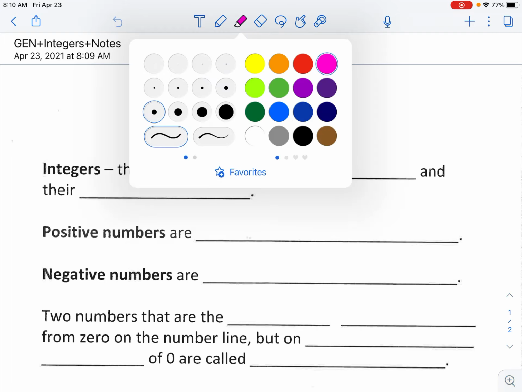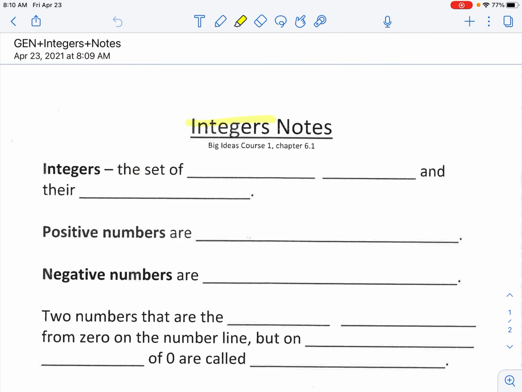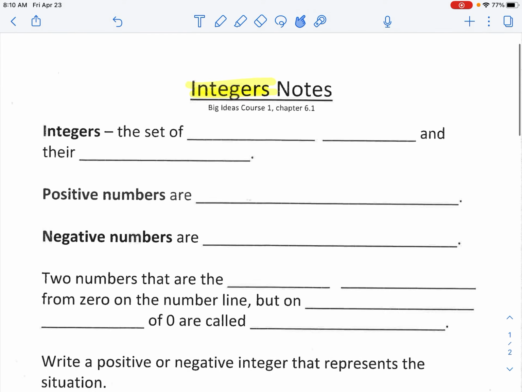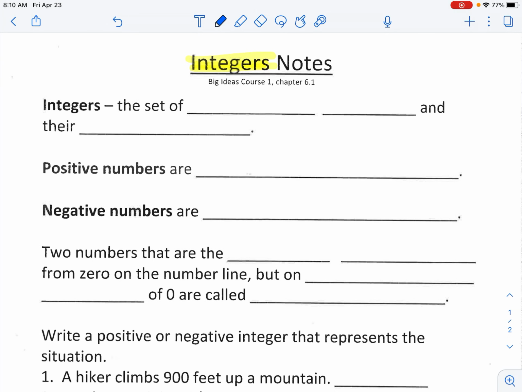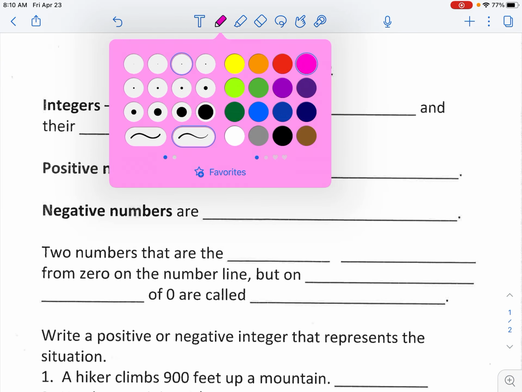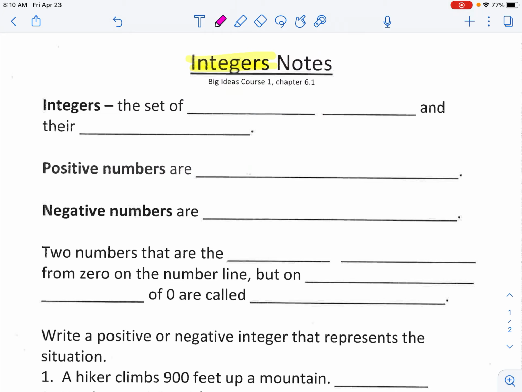So first of all, I want you to come up here and focus on this word. This word is integers. So that's a soft G, not integer. Integers are going to be very, very important in middle school, high school, and college math. All right, so first of all, integers means the set of whole numbers and their opposites.